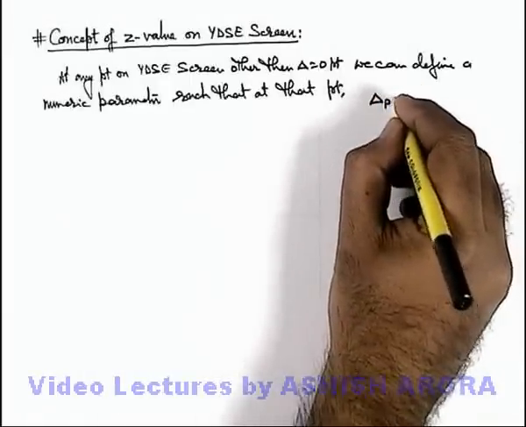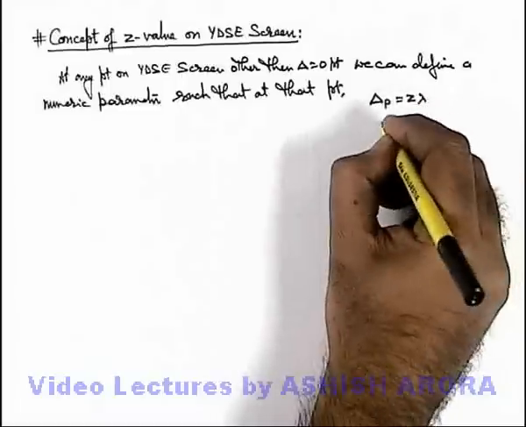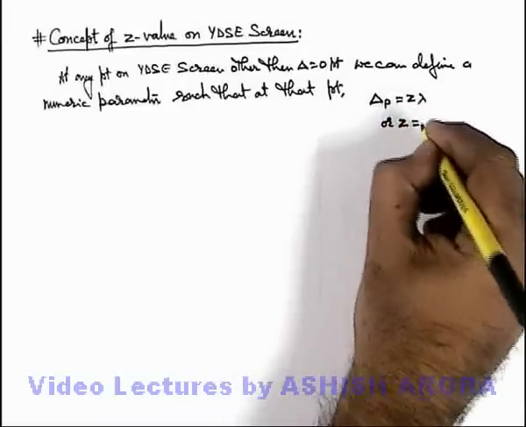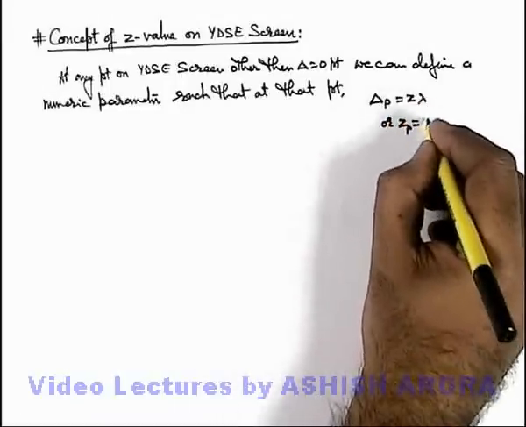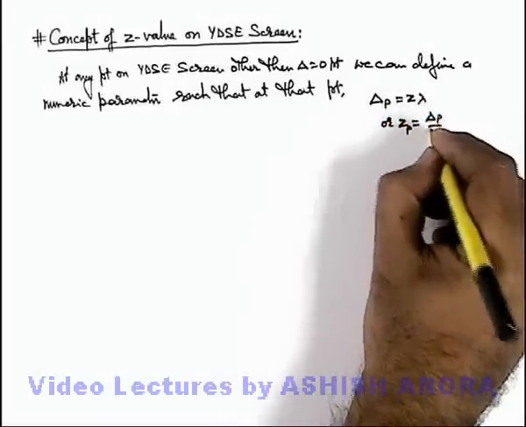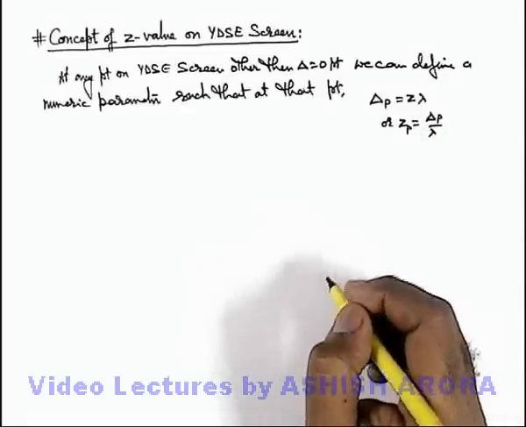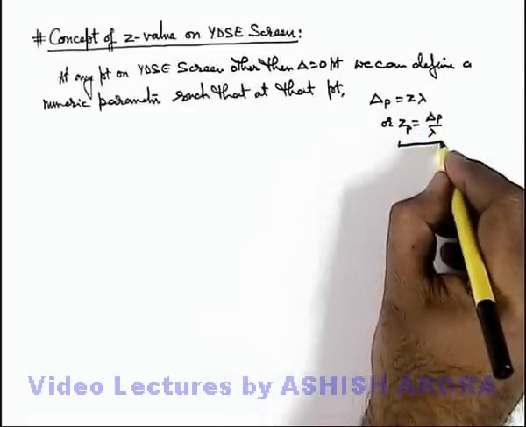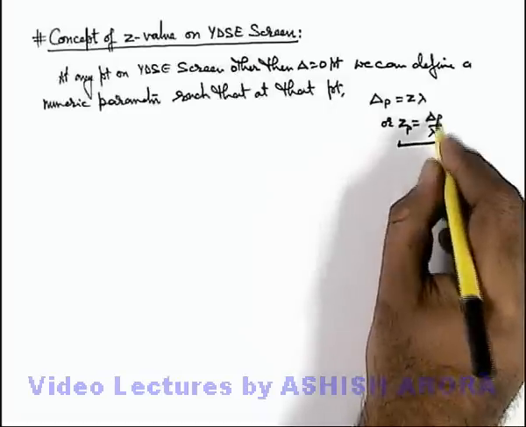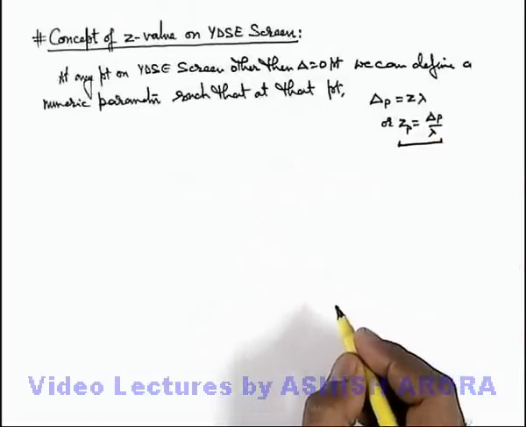The path difference at this point is equal to Z lambda, or the value of Z at that point, say it is ZP, and it can be written as path difference divided by lambda. Now in this situation, if the path difference is delta, then the Z value we define as delta by lambda.